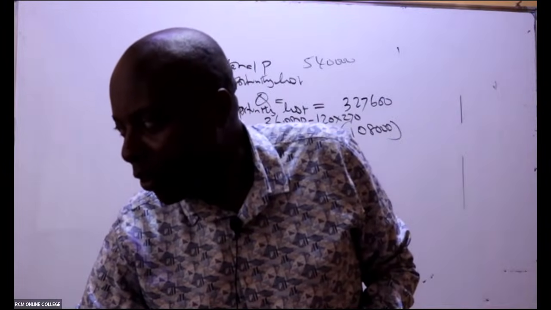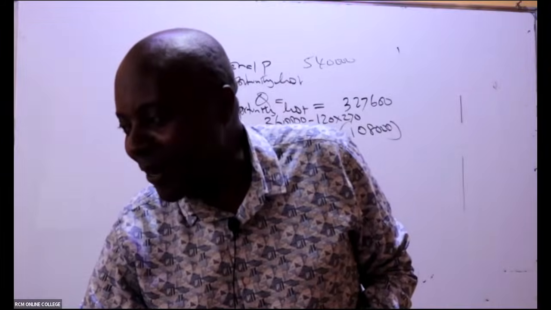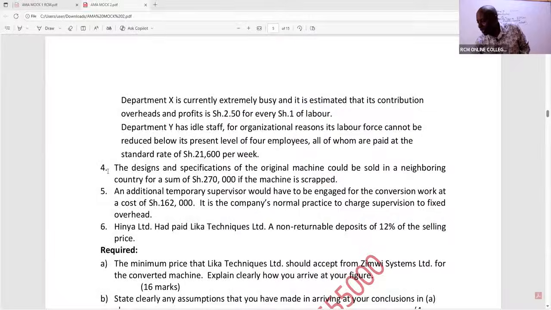And I believe now you have, I mean, there are those ones that I can mess up, but there are some that I'll be able to get, ladies and gentlemen, very easily. Like now here, let's look at number 4. The designs and specifications of the original machine could be sold in a neighboring country for a sum of 270,000 if the machine is scrapped. If we scrap this machine, if we don't sell it to Zimwe, we get 270,000 as income.